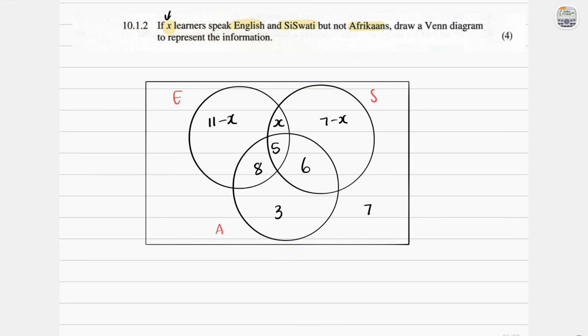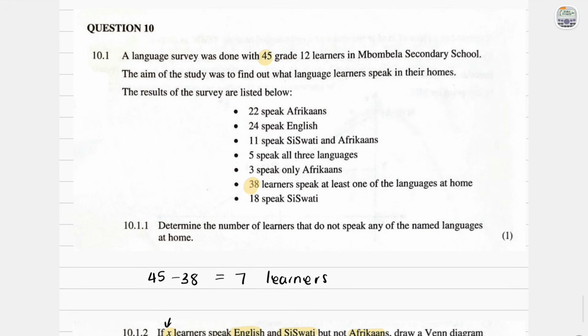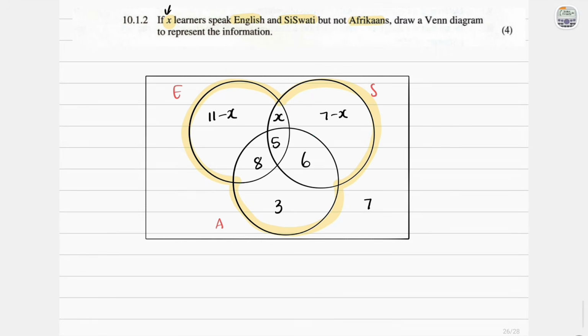We could also do it like this. We could add up everything in the circles and say that this will be equal to 38, because they said 38 learners speak at least one of the languages at home. This represents at least one. How many languages do they speak? One language. How many languages do they speak? They speak English and Siswati, so they speak 2 languages. So at least one means the lowest amount of languages they should speak amongst the listed languages should be 1. So everybody here speaks at least one language.